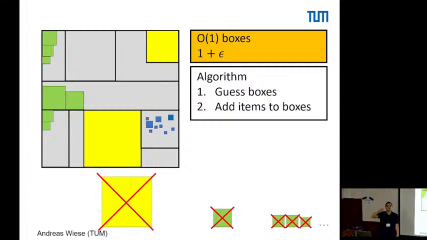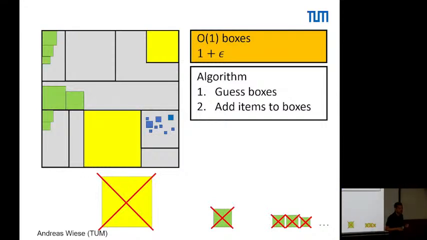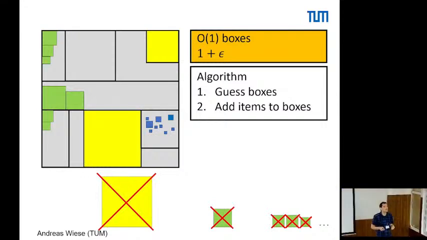Yeah? When you say a constant number of boxes, does it depend on the number of squares that you need to pack? No, but it depends on epsilon. The important point is it's a constant for every fixed epsilon, but it doesn't depend on the size of the input. And this is really important. Is it a polynomial dependence, or what's the dependence on epsilon? It's exponential. It's something like 1 over epsilon to the 1 over epsilon. I'm going to come to this part later. But the important point is for every constant epsilon, it's a constant.